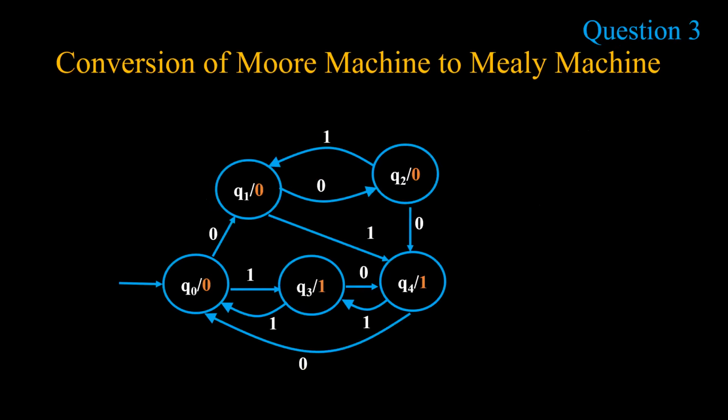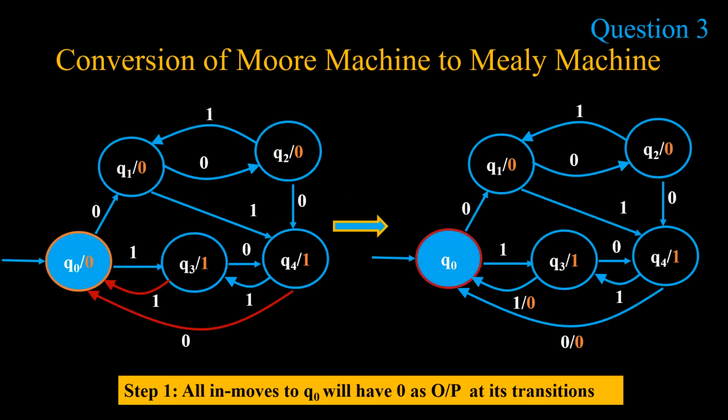We move to third question. In third question we have 5 states, Q0, Q1, Q2, Q3 and Q4. All the in moves corresponding to Q0 will now have 0 in their transition, and output of Q0 slash 1 will be now converted to Q0 only.